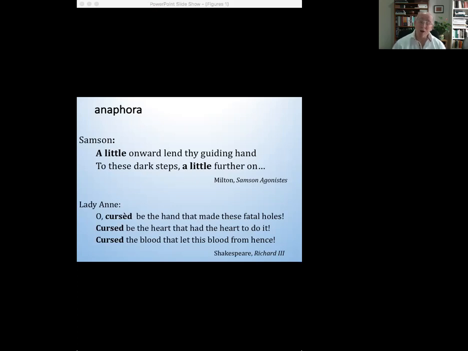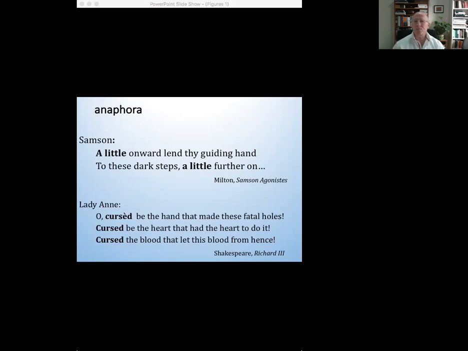The figure, which is common in English poetry and drama, doesn't always have this effect, though. Consider, for example, these lines from Shakespeare's play Richard III, in which Lady Anne is cursing Richard III, who has murdered her father-in-law, Henry VI, and her husband, Edward. So she curses Richard by saying, "Oh, cursed be the hand that made these fatal holes. Cursed be the heart that had the heart to do it. Cursed the blood that let this blood from hence."